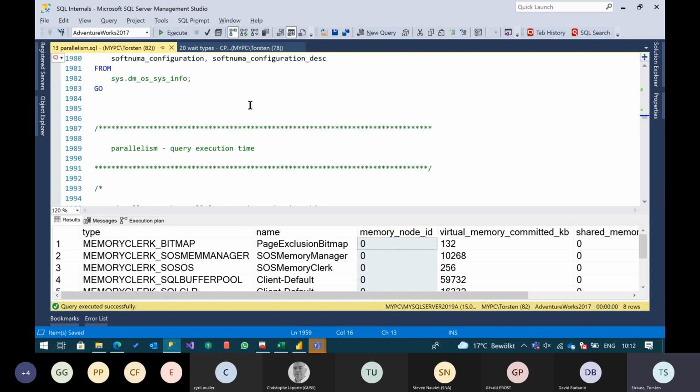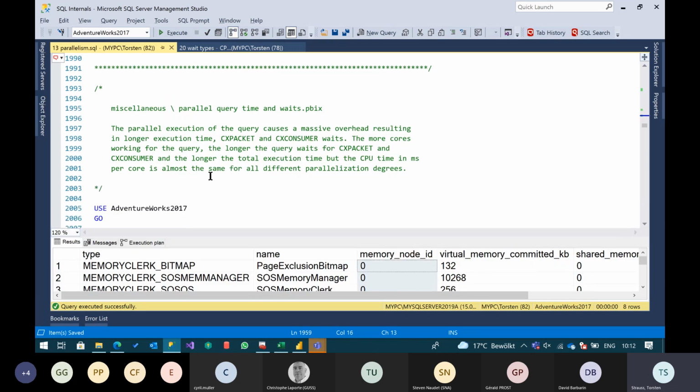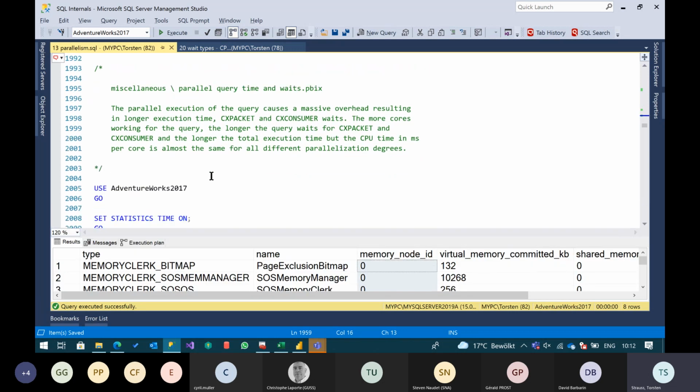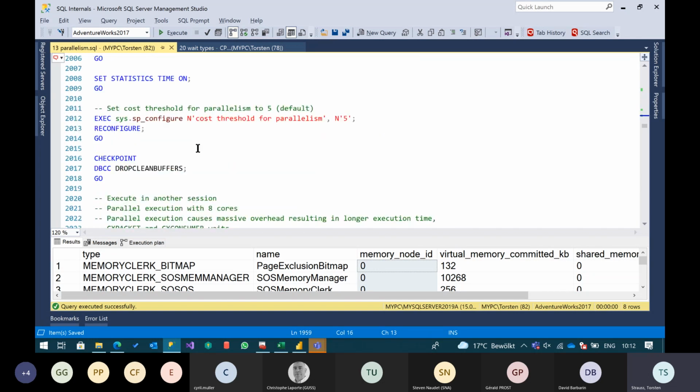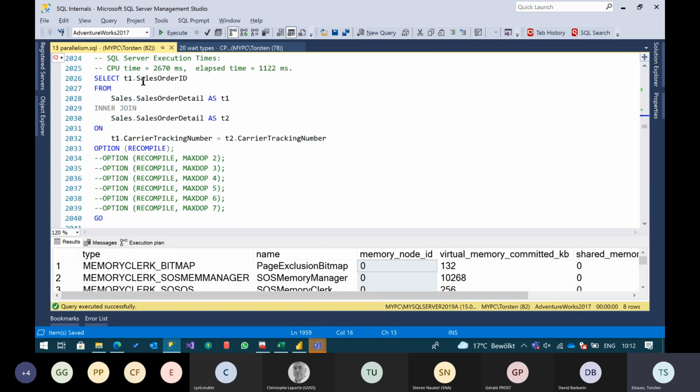So I have one example here to give you an impression of what it means to execute a query in parallel, to execute a query in serial, and when we run it in parallel, what it means to run a query with 2, 3, 4, 5, 6, 7, and 8 threads. Okay, so this is just the query I used. A very easy query.